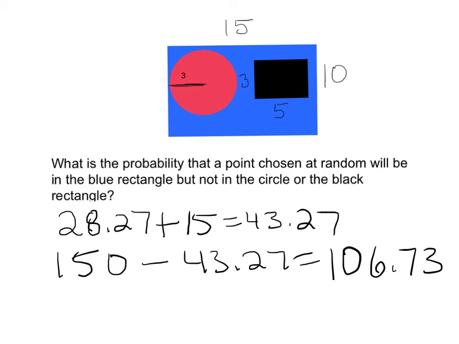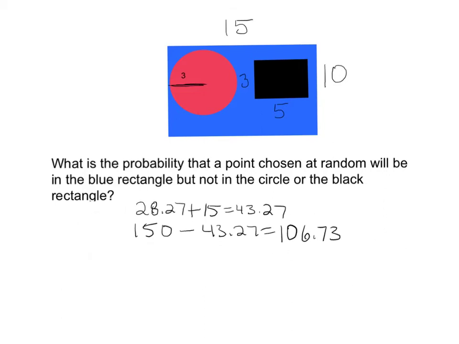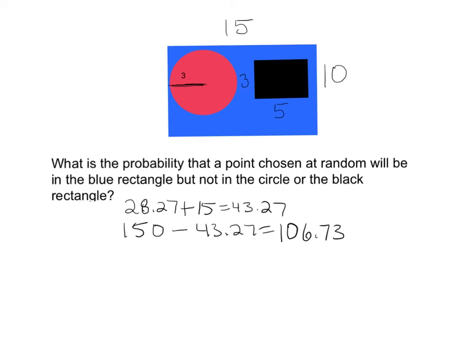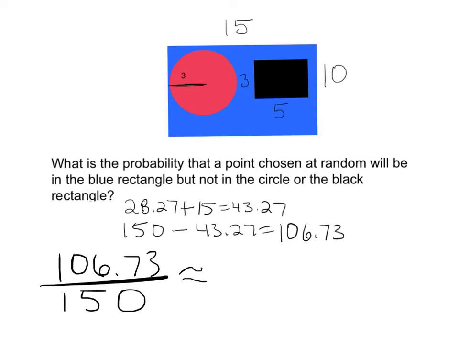and then find out the decimal that the area of the circle and the black rectangle together is compared to the blue rectangle. And that is 71 hundredths, and the percentage is 71 and 15 hundredths.